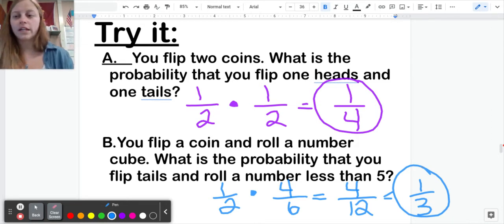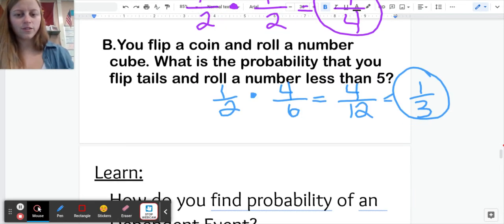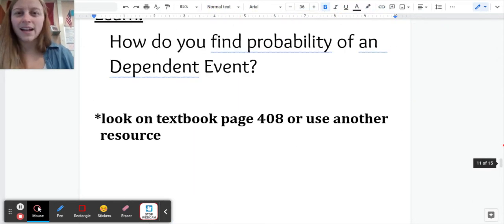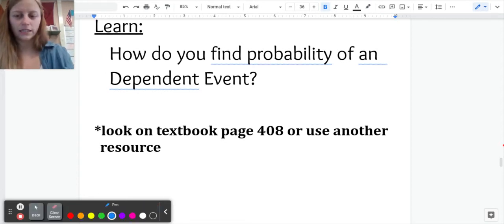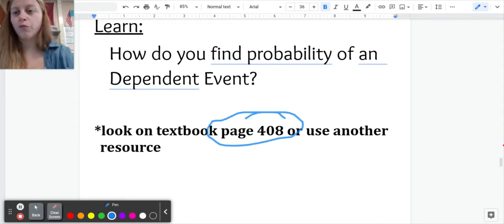Flipping a coin and rolling a dice, the flipping a coin, flipping tails is 1/2. A number less than 5 is 4/6. Times them together to get 4/12, but you have to simplify 1/3. All right, so that's how you find independent events. What's different about dependent events? Use textbook page 408 to look at that example. How do you do it?